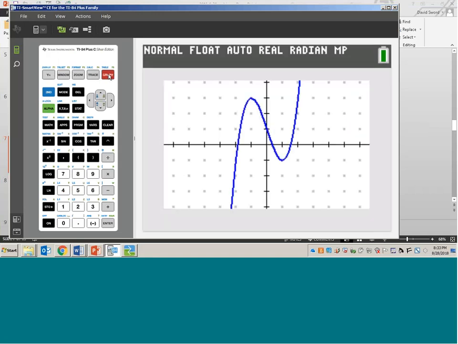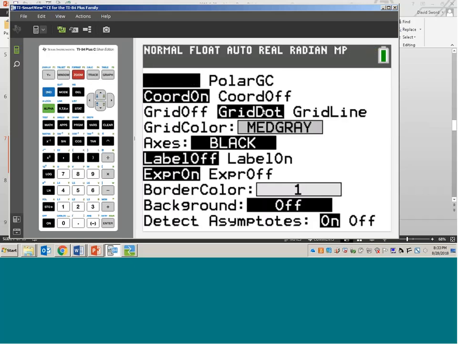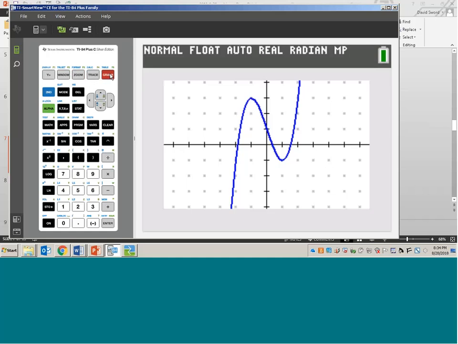I'm going to hit graph, and what I chose to do is just to show you a different view, and that is I chose the format here that has the grid dots, just so that you can see an alternate view of what Karen has shown you previously. But here's a typical function, and what we want is kids to be able to explore this, right?